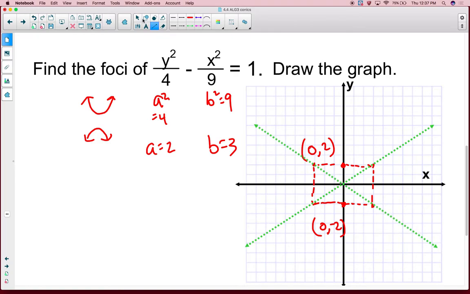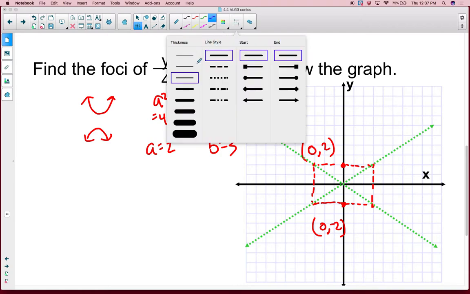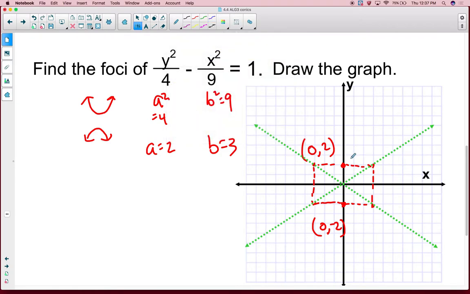Okay, so now we can use that to sketch our graph. When we actually sketch our graph here, I'm going to be using from this point here, and then I'm sketching it using my asymptotes. And I knew that it was going up and down because my y value is first and is positive, and down like this.